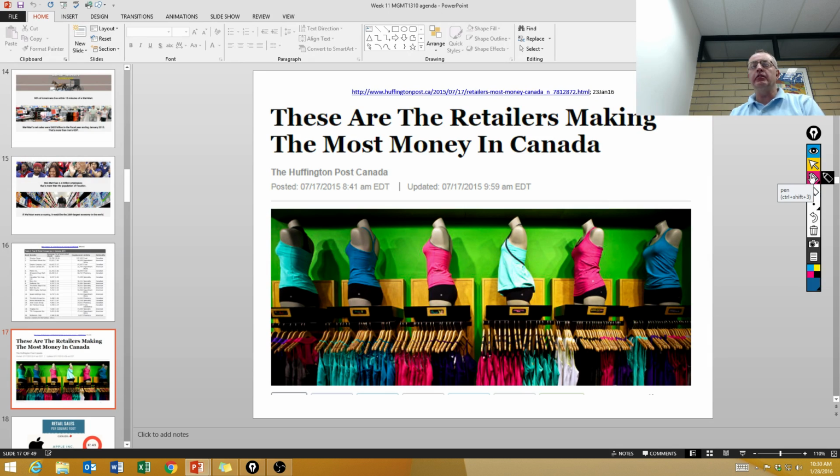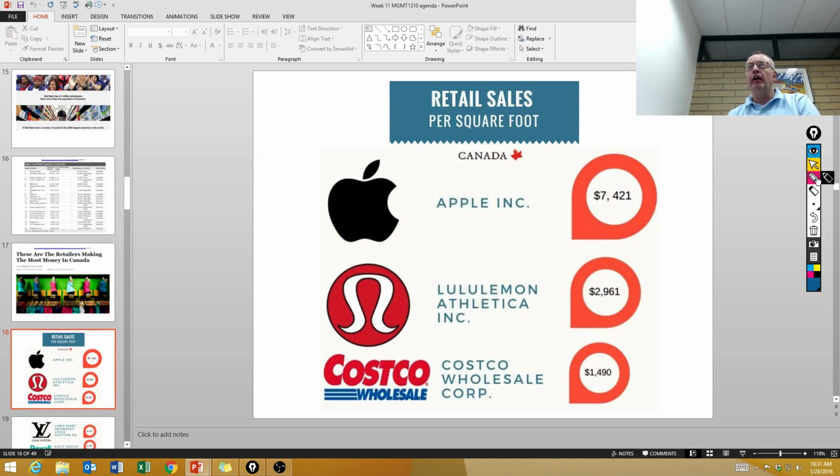So when we're talking about retailers, we looked at some large Canadian retail chains. I have some other information here, just about who's the most successful retail store based on sales per square foot. Sales per square foot is a common way that retailers get compared. I was a little surprised to see this myself, but the most successful retailer in Canada in terms of sales per square foot is Apple. They sell an average of about $7,400 per square foot in a year.